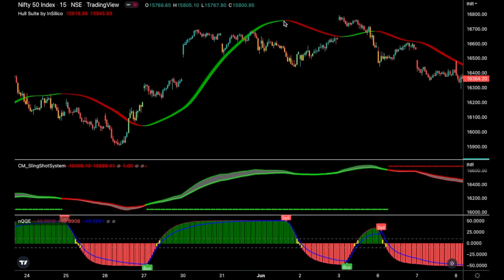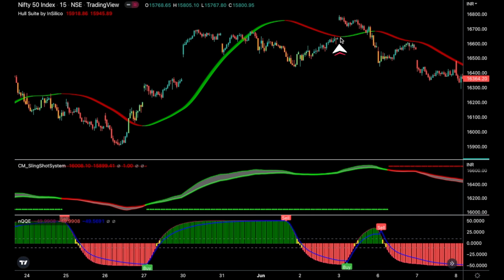Now, the Hull Suite turned red over here, which means we should go short. But we have to check the other two indicators as well. The CM slingshot system did not give a sell signal yet, although the normalized QQE did give a sell signal. Now, all the three indicators are not aligned, which means we will not go short, and as you can see, the security did actually move up. So this was a very good save.